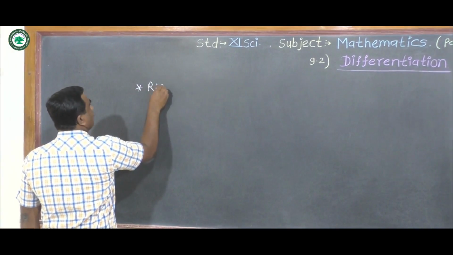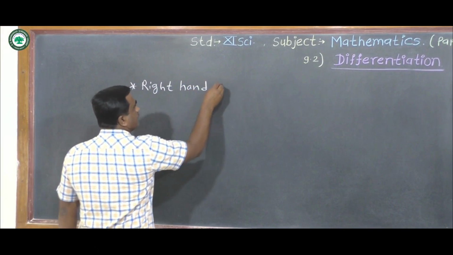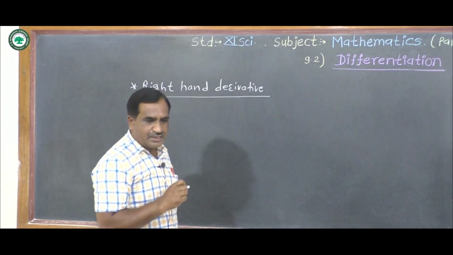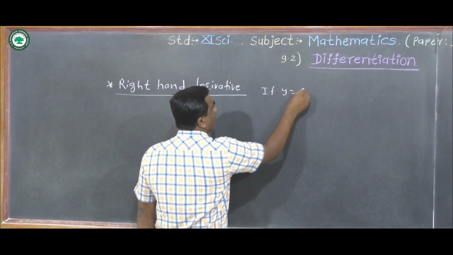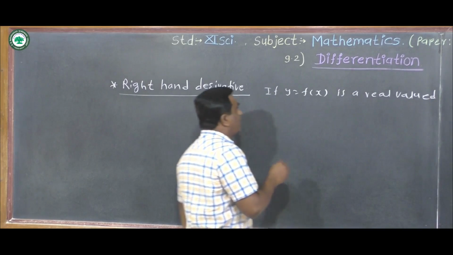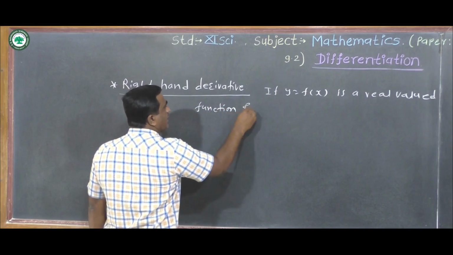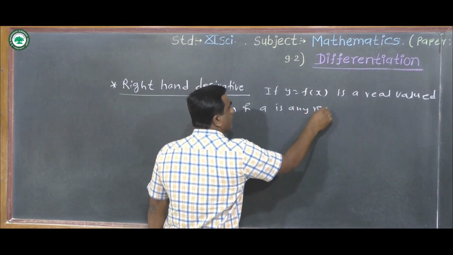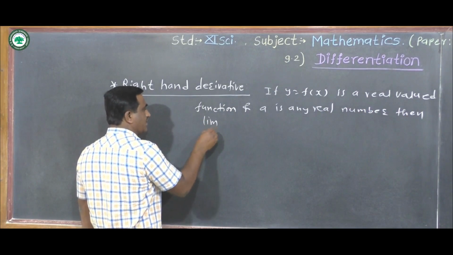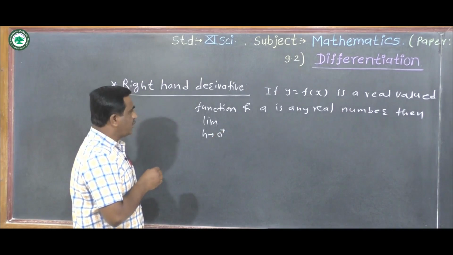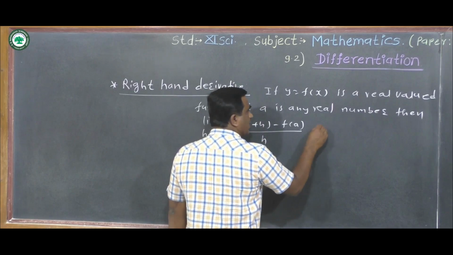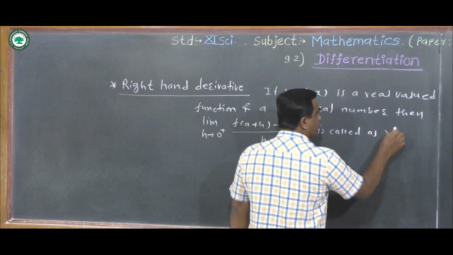Right hand derivative. If y is equal to f of x is a real valued function, and a is any real number, then limit h tends to 0 plus, that is h tends to 0 from right, f of a plus h minus f of a upon h is called the right hand derivative.